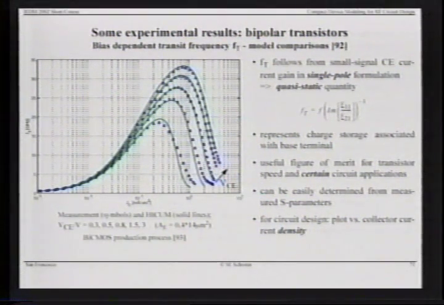The figure here shows, for an advanced compact model, the transit frequency versus the collector current density. This is a BiCMOS production process. The symbols are the measurements, the lines are the model representation, and the curves are valid for different VCE. The highest VCE gives us the highest FT, and the lowest is 300 millivolts VCE. That's pretty low. That's something you will hit in a power amplifier, for instance, when you run into saturation. And you can see that advanced compact models can capture this low voltage still pretty well.